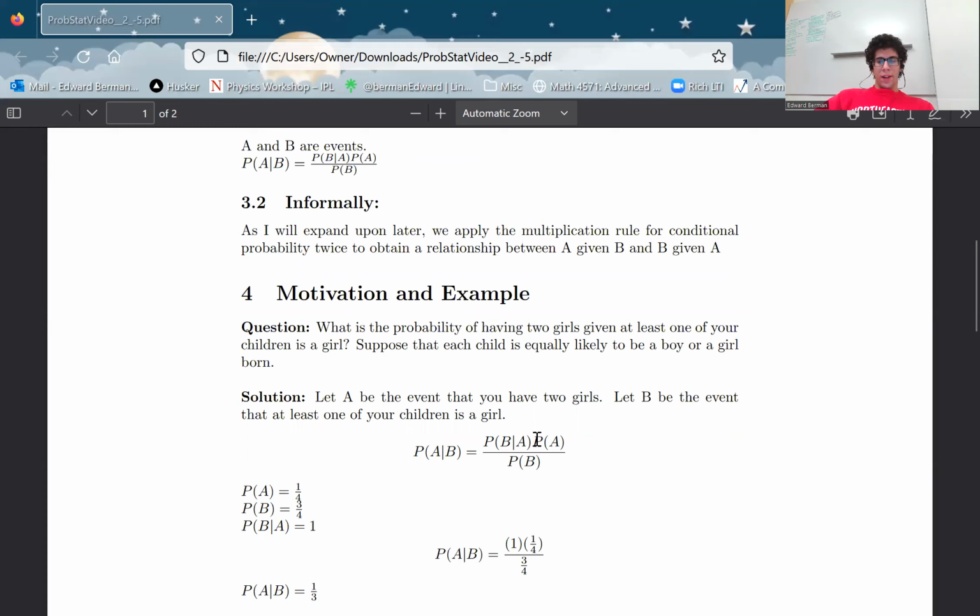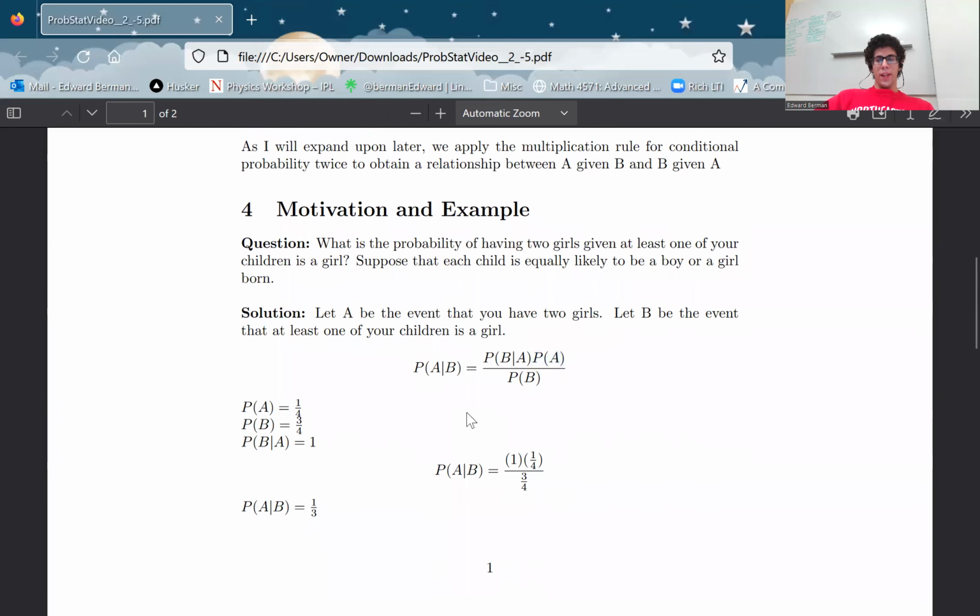We start by calculating P of A. What is the probability that you have two girls? This is 1/4 because there are 4 outcomes. There's girl, girl, girl, boy, boy, girl, and boy, boy. And so there's one of the desired outcomes in our event space. And note that a boy and then a girl is distinct from a girl and then a boy, and that we're relying on the fact that each child is equally likely to be born a boy or a girl.